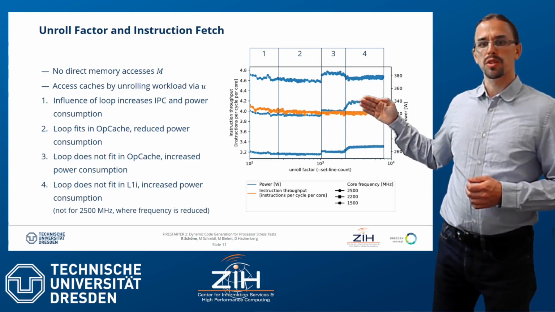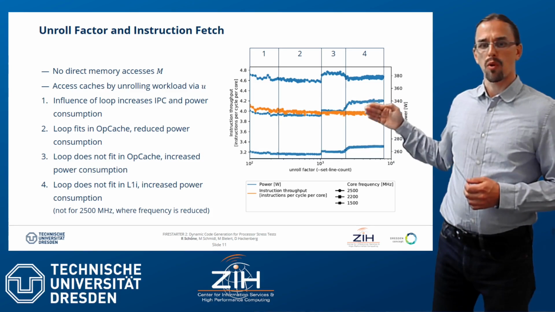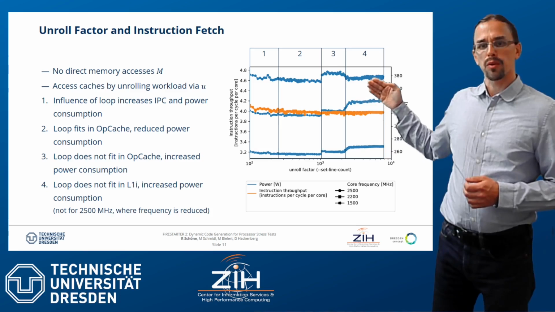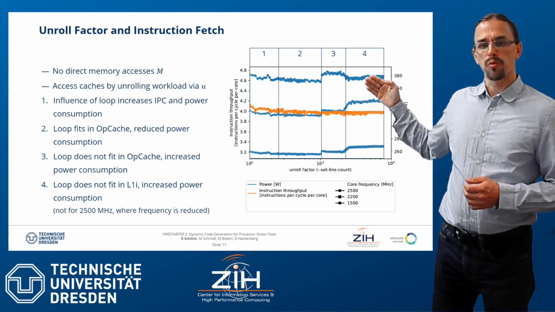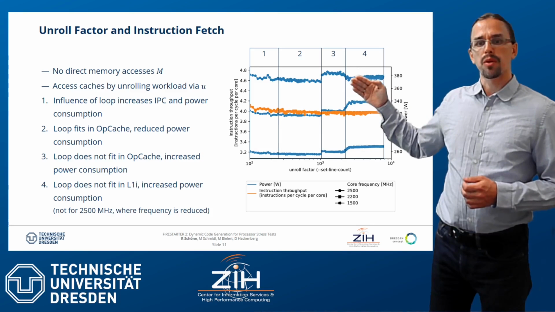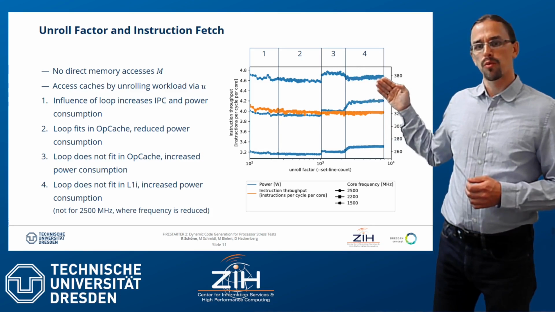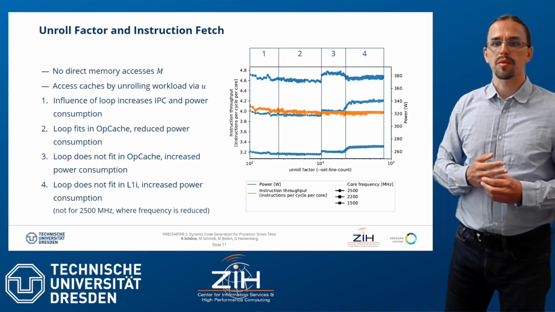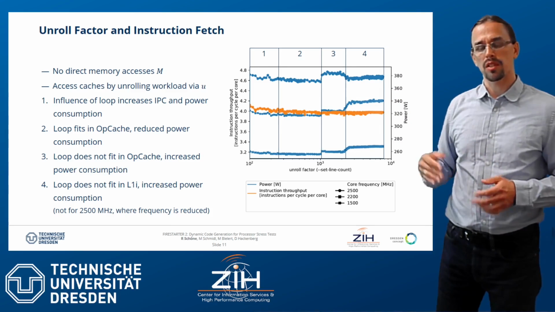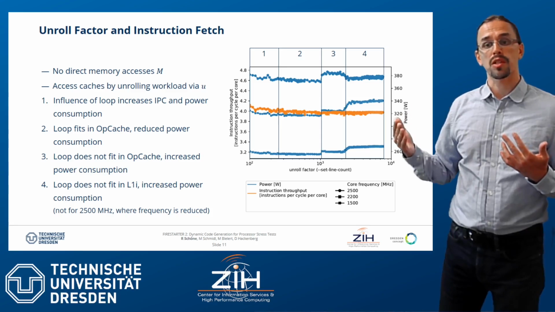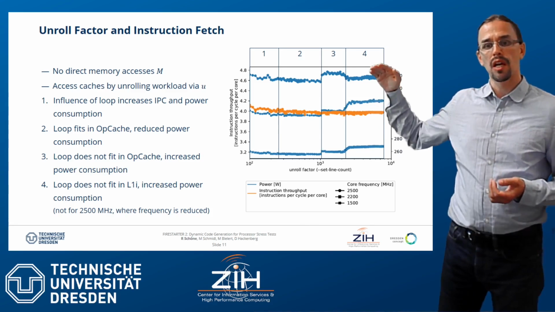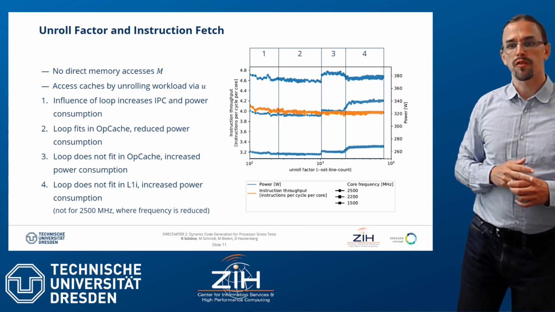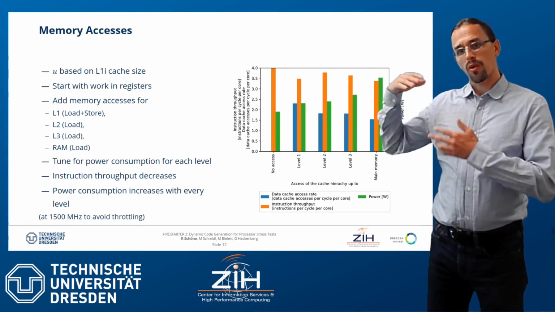If you then go to the level 2 instruction cache, the power consumption increases even more, but not here for the case where we have 2.5 gigahertz. Here it decreases because the set frequency of 2.5 gigahertz will be lowered, because the processor assumes that it runs too hot, that it has a power consumption that is too high for the TDP, and therefore it will lower the frequency below the nominal frequency.